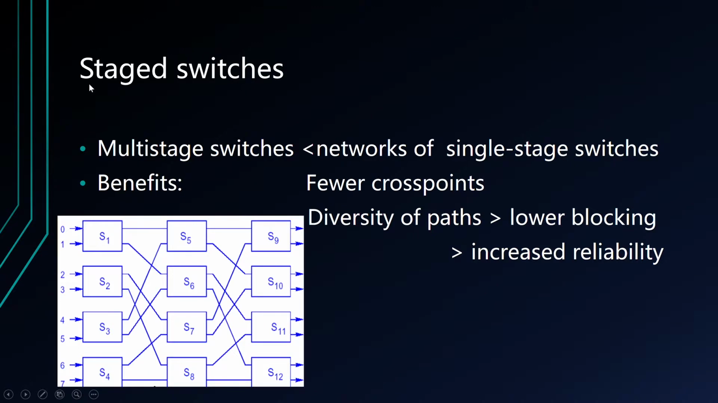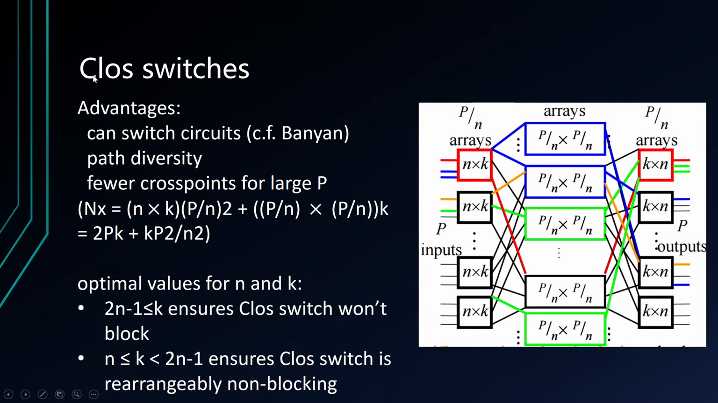Let's jump to the multi-stage switches, which are composed of networks of single stage switches. There are some benefits like fewer crosspoints and a diversity of paths. One example is the Clos switch. It can make fewer crosspoints for large port counts.